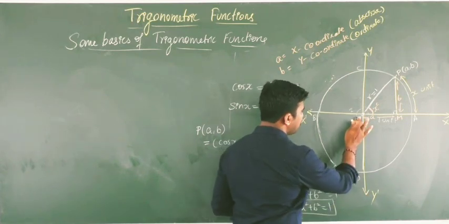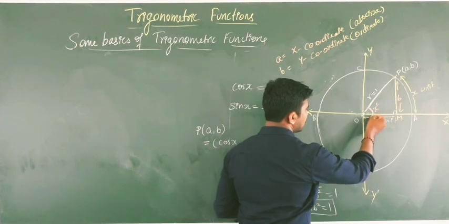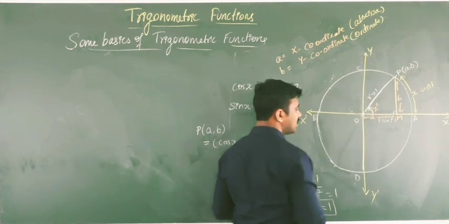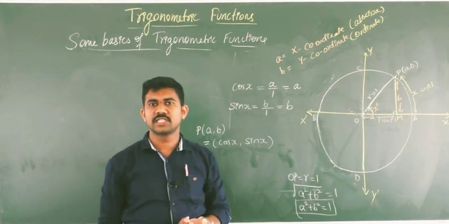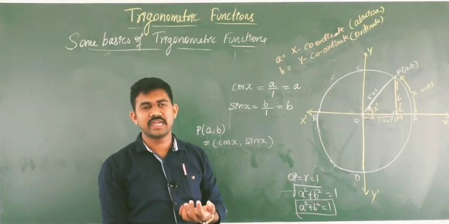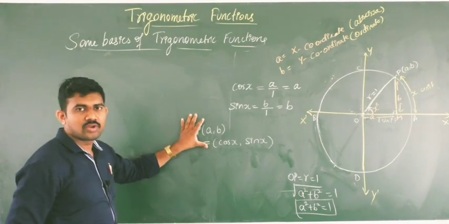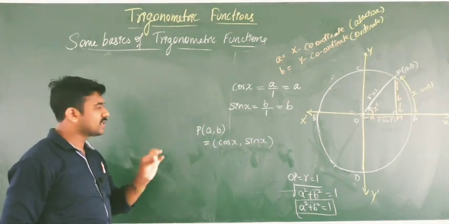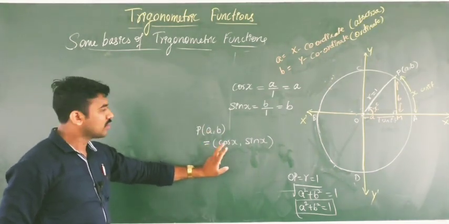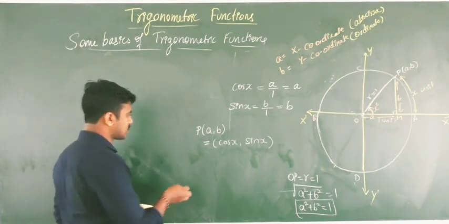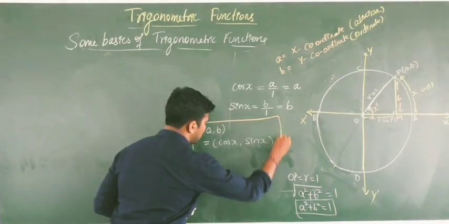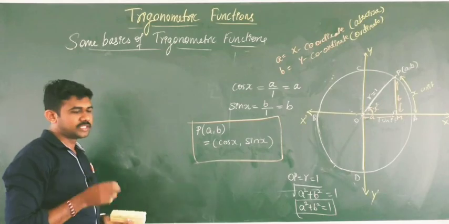Okay, if you measure in the clockwise direction, this is the anti-clockwise direction I measure. If you measure in the clockwise direction, then you will get a negative angle also. So this is about the coordinates of any point on the circle. It is in the form, always remember, cos x comma sin x. Okay, cos x comma sin x, very important.